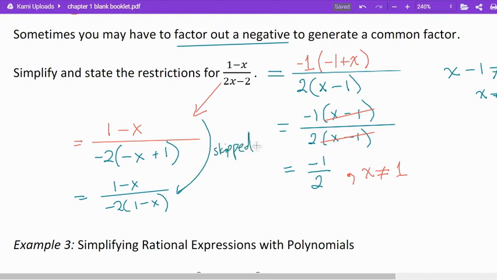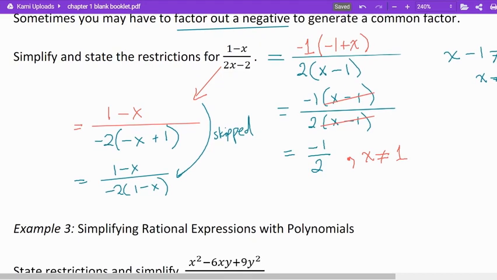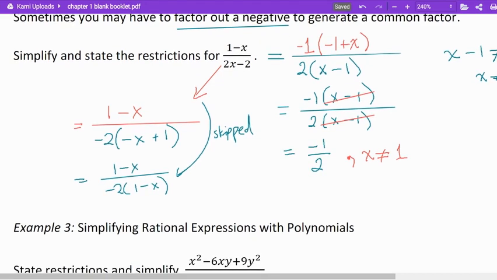So if you skipped, that is A-okay. Now, as much as I'm encouraging you to skip, I only want you to skip if you're comfortable with it. Okay? And then we're like, oh, we can cancel this and that. Love it. Okay. So we got 2 ways. Both ways are good. Both ways are right.